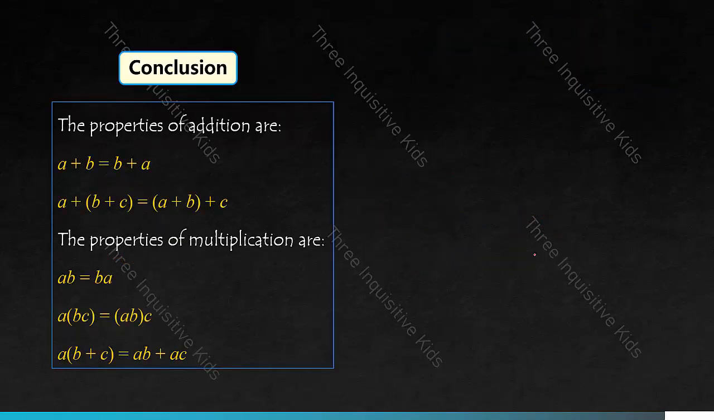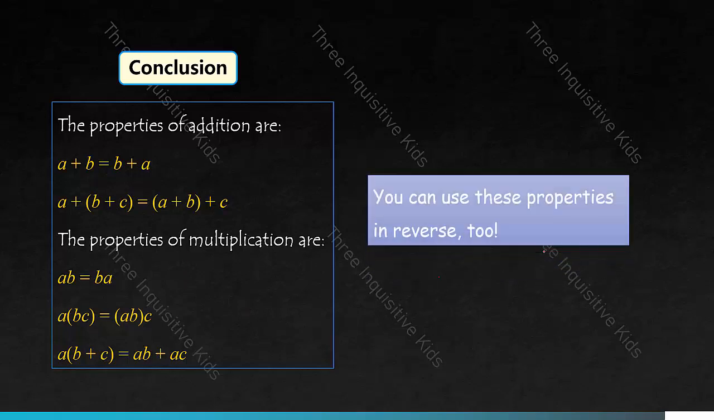We know that the properties of addition are a plus b equals b plus a, which is the commutative property of addition. A plus the sum of b and c equals the sum of a and b plus c. That's the associative property of addition. And the properties of multiplication are the commutative, associative, and the distributive. You can use these properties in reverse too. So sometimes, instead of using the distributive property of multiplication, you have to factor out a number that you see all terms have. Sometimes that will help you.